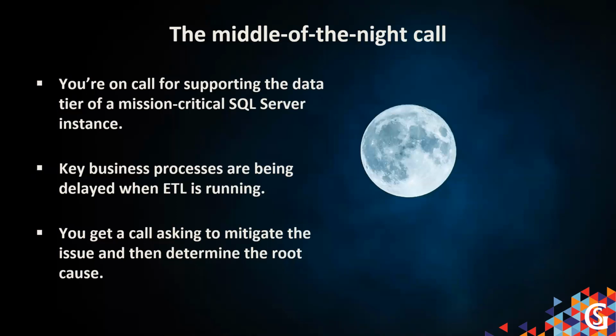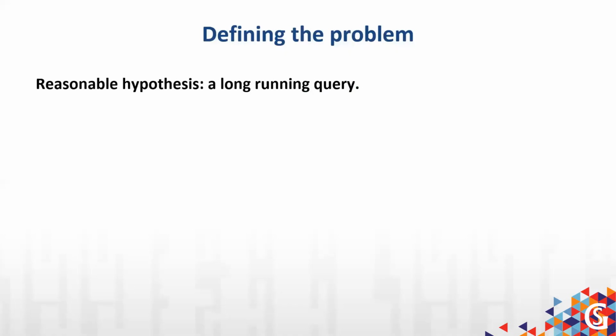In this hypothesis, I'm getting a call because there's this key ETL that's being delayed, and I'm getting a call to say, hey, come on, this ETL is taking too long. It usually runs faster. There's something going on. You need to determine the root cause and mitigate the issue so that we can actually finish the ETL faster. Okay, so the first thing you do is fire up your laptop and scratch your head because you're just waking up, and you need to define the problem.